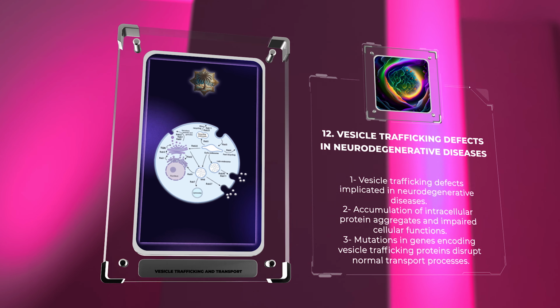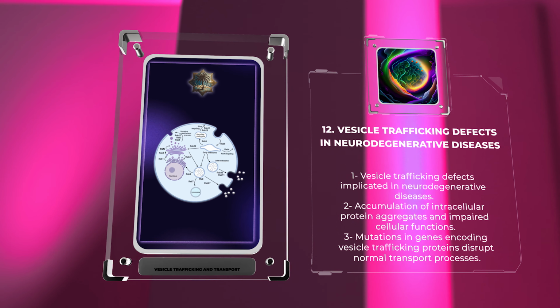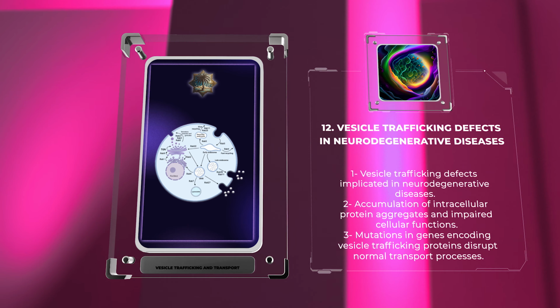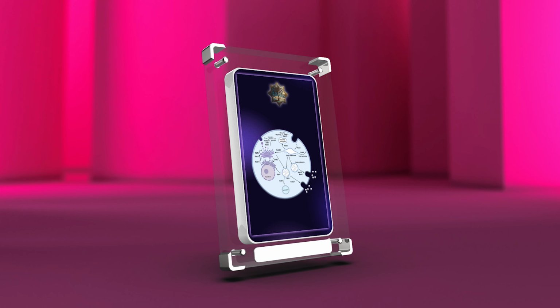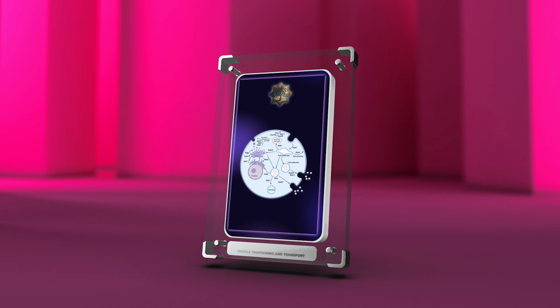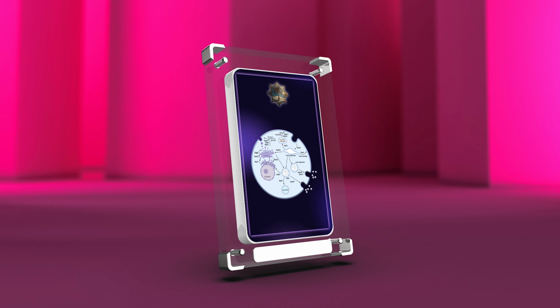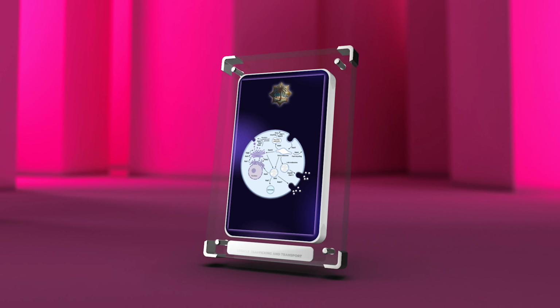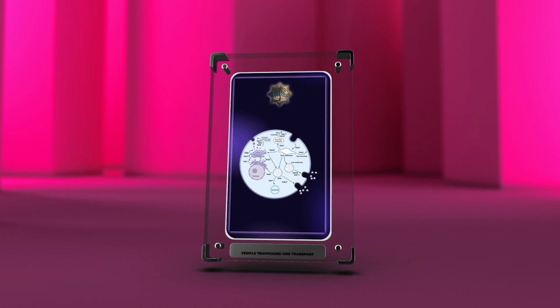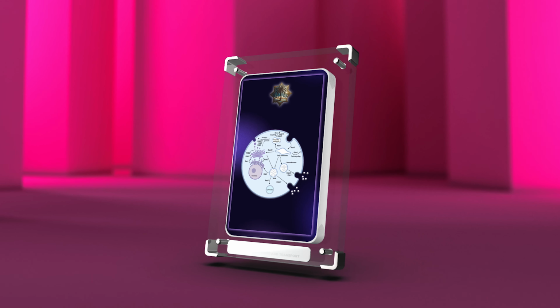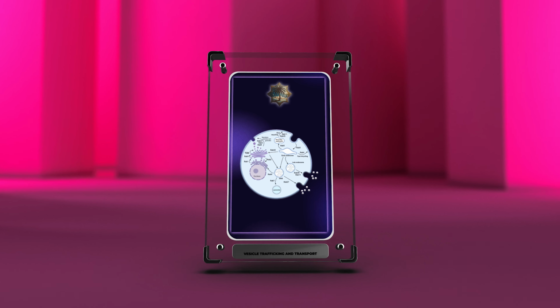For example, defects in the SNARE complex components have been associated with compromised neurotransmitter release and synaptic dysfunction in Alzheimer's and Parkinson's diseases. To sum up, vesicle trafficking is an intricate process that plays a vital role in cellular transport and communication. It involves several steps and pathways, impacting neurodegenerative diseases. Studying this process enhances our understanding of cell function and offers potential therapeutic avenues for various disorders.